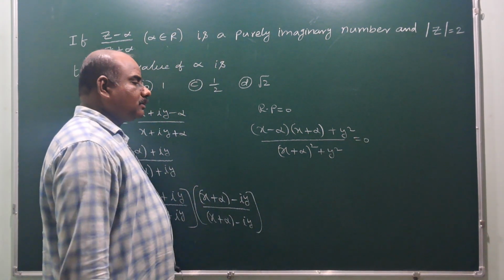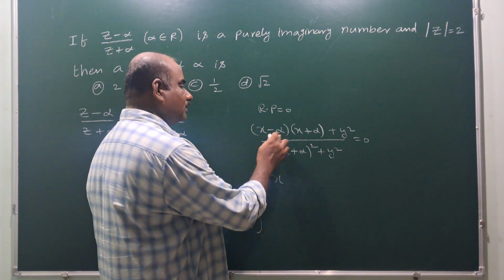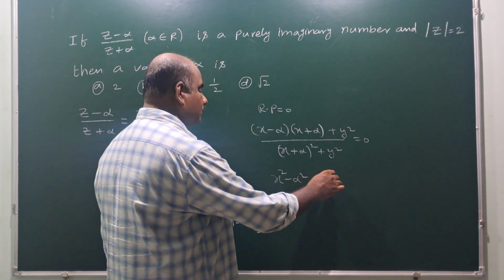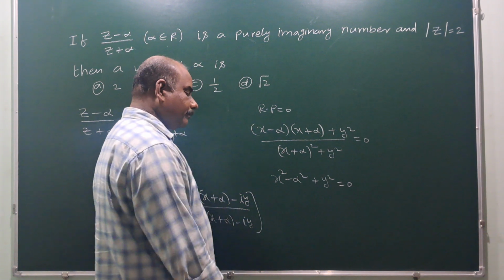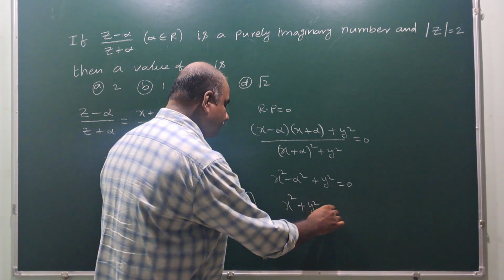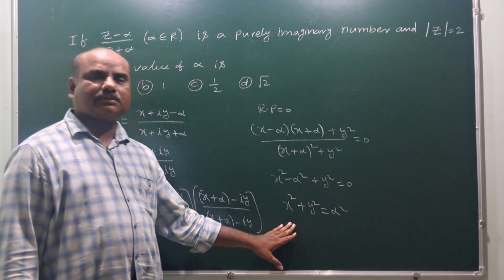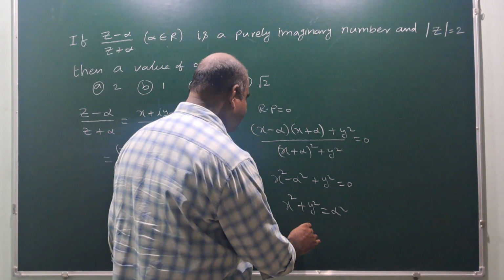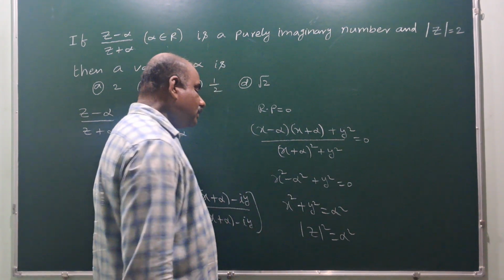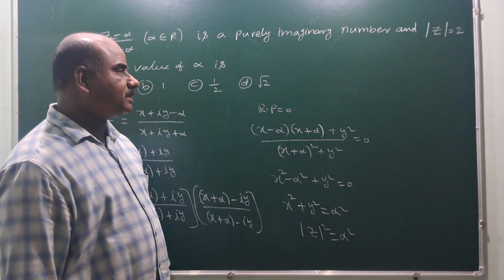Now transposing the denominator to the right side, we get (x minus alpha) into (x plus alpha), that is x square minus alpha square, plus y square is equal to 0. Now transposing alpha square to the right side, it becomes plus alpha square. Now what is this x square plus y square? It is nothing but mod z square. Mod z means root of x square plus y square, so x square plus y square is mod z square.